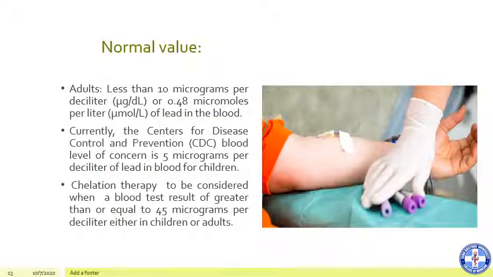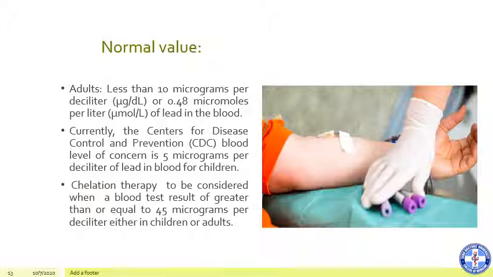Initially, lead poisoning can be hard to detect. Even people who seem to be healthy can have a high level of lead in the blood. Signs and symptoms usually don't appear until dangerous amounts have accumulated. Let's say, for example, in adults, the normal value is less than 10 micrograms per deciliter, or 0.48 micromoles per liter, of lead in the blood.